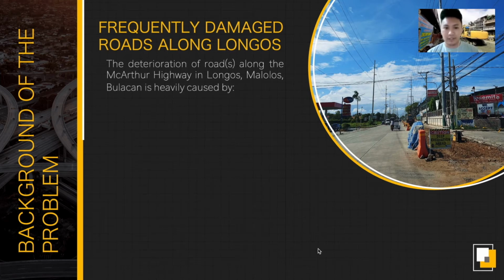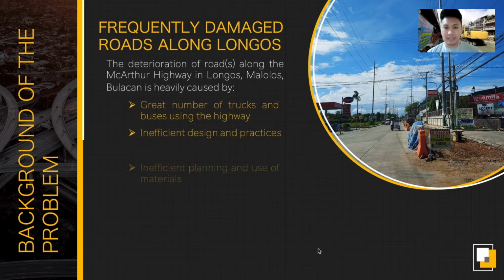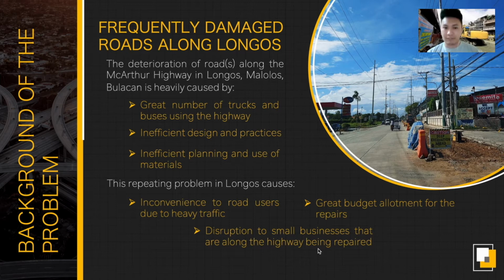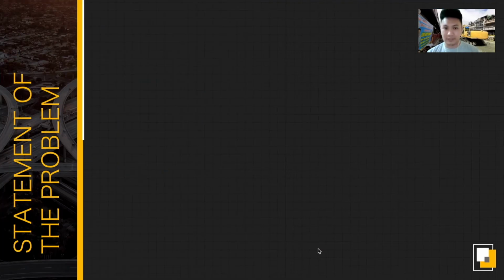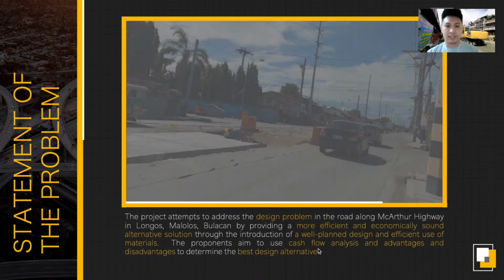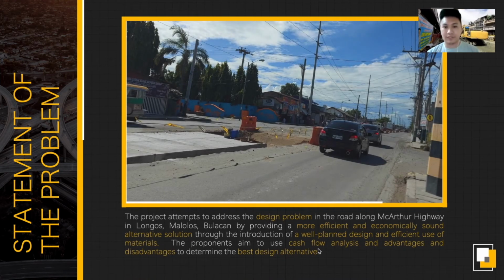Bulacan. The road has seen several repairs since its construction, which were mainly caused by a great volume of traffic, inefficient design and practices, and inefficient planning and use of materials. The problem causes inconvenience to road users due to heavy traffic, great budget allotment for repairs, and disruption of livelihood of the people nearby.